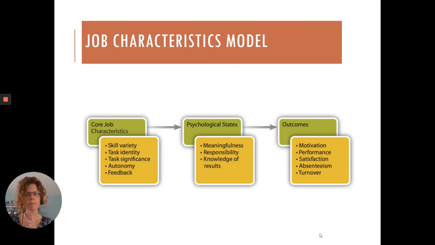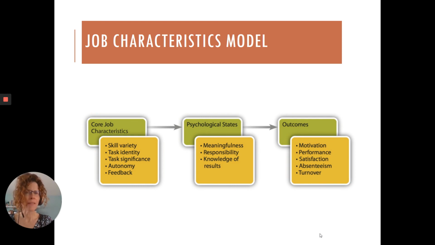When those core job characteristics are present, it leads to people experiencing 3 critical psychological states: meaningfulness, responsibility, and knowledge of results. This all leads to the outcomes that you see on the right: higher motivation, higher performance, higher satisfaction, lower absenteeism, lower turnover. So all these positives, these super important dependent variables.